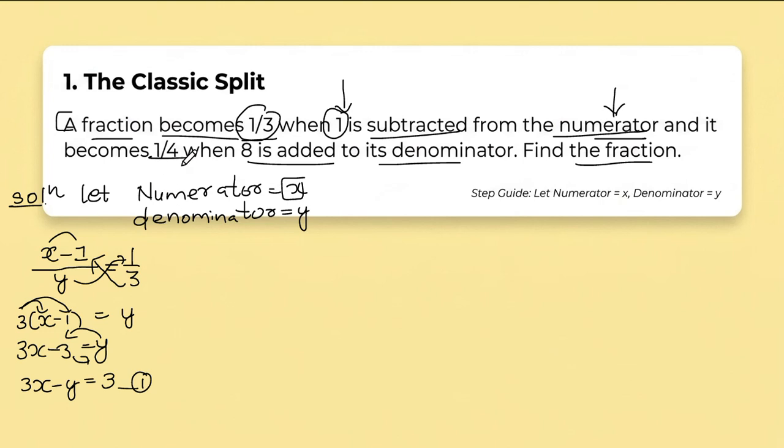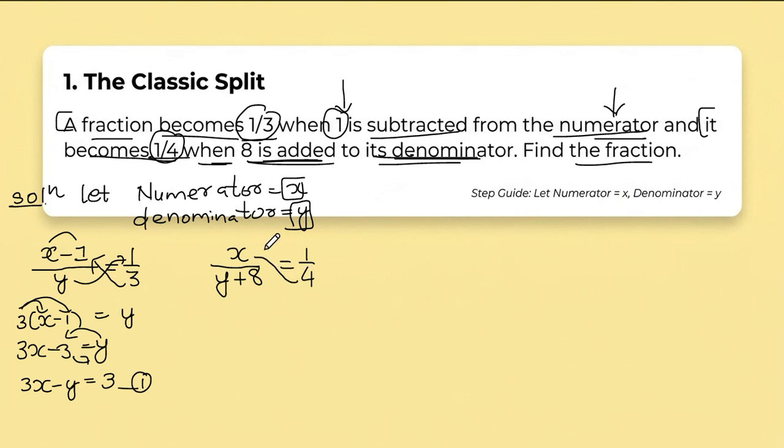Now look at the second condition: it becomes 1 by 4. Becomes 1 by 4 means is equal to 1 upon 4, when 8 is added to its denominator. The denominator is y, so in the denominator we are adding 8, giving y plus 8. There is no change in the numerator, so the numerator x is as it is. This is our second condition.